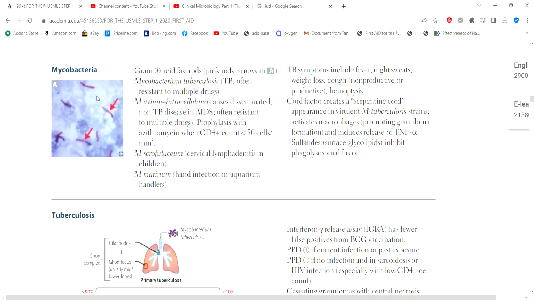Activates the macrophage, promoting granuloma formation, on virulent Mycobacterium tuberculosis strains. It activates the macrophages. So Mycobacteria activate the macrophages that are in our body, promoting the granuloma formation. So macrophages are needed to make granulomas and contain the TB.